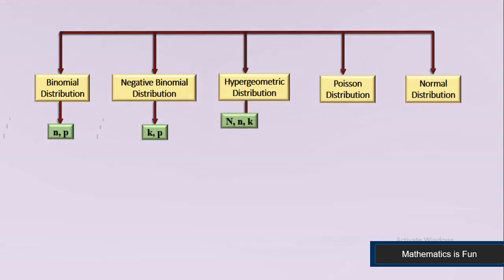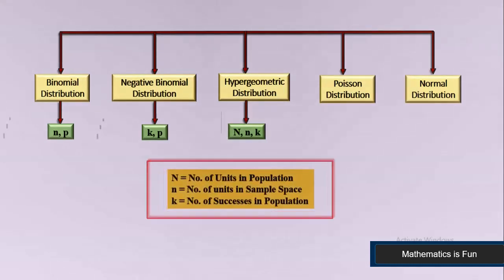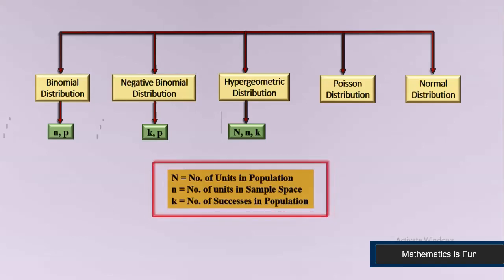In hypergeometric distribution, we have three parameters: capital N, small n, and k. Now, what is capital N? Capital N shows the number of units in your population, and small n is the number of units in your sample space, and k is the number of successes in your population.